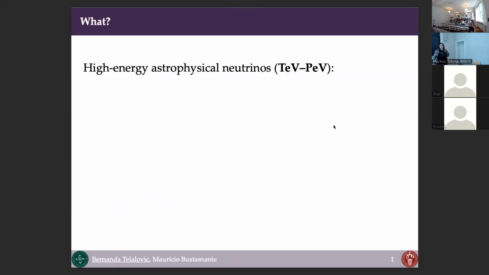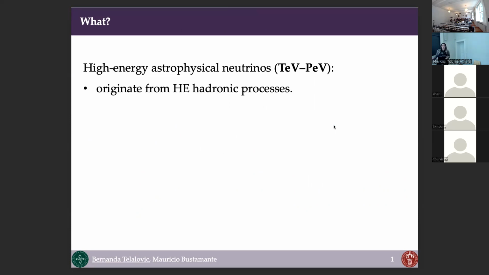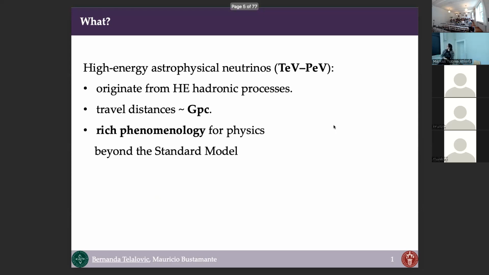So just to give you a bit of a sense of what we're talking about, I'm talking about high energy astrophysical neutrinos with energies of TeV to PeV. In particular, the IceCube ones are like 10^4 GeV to like 10^8. They originate from high energy hadronic processes that are extragalactic and have baselines of about a gigaparsec. And we heard a lot about those processes over the previous couple of talks.